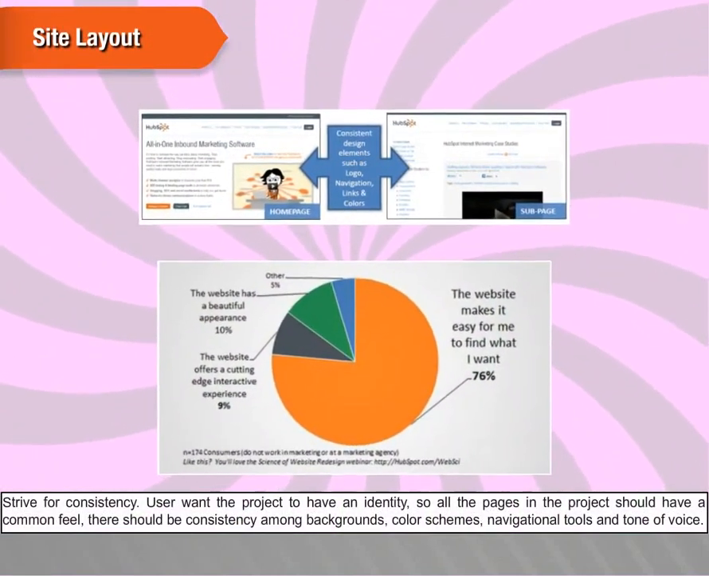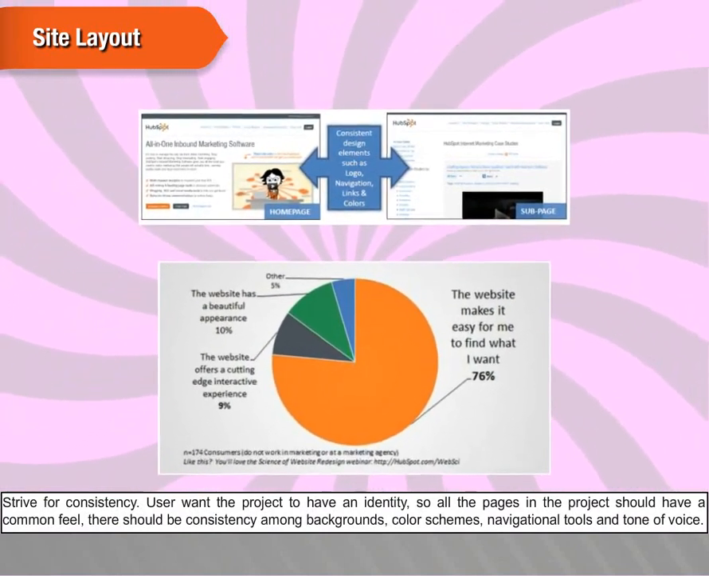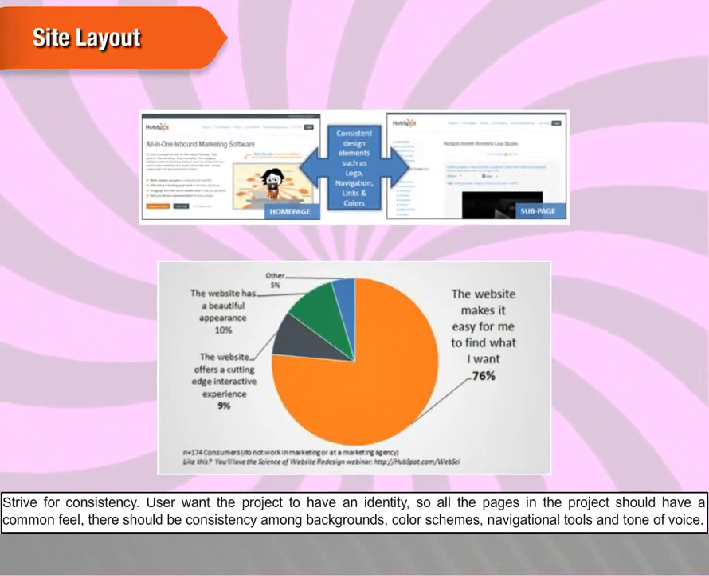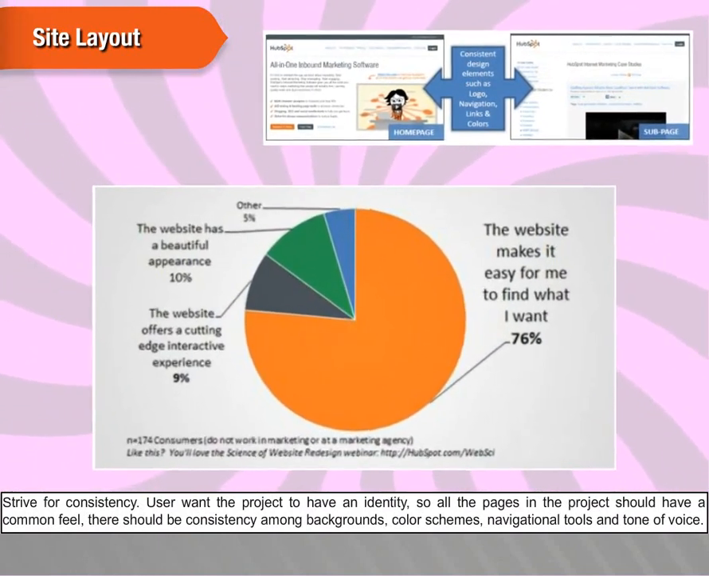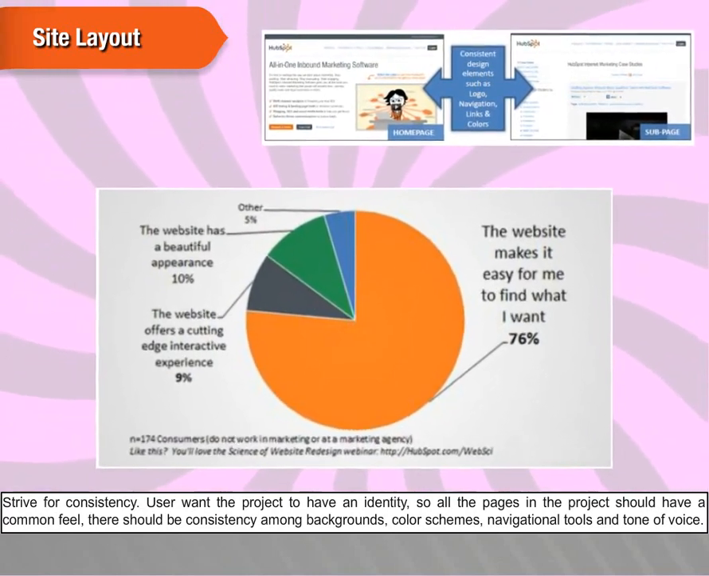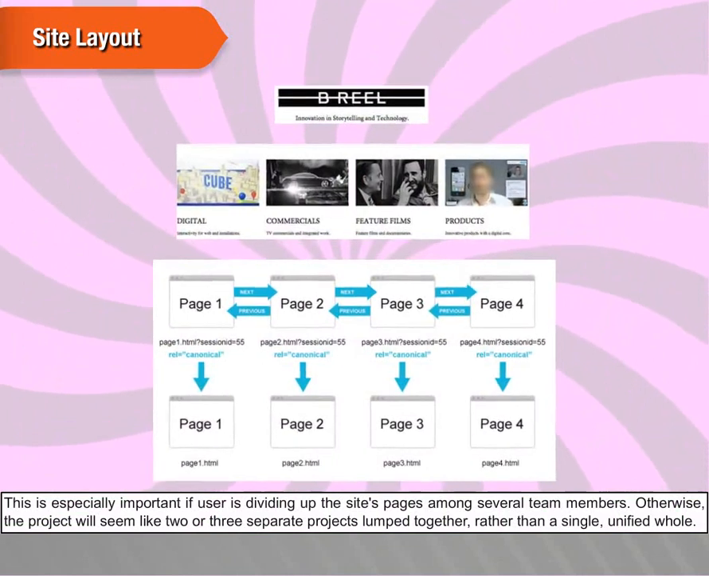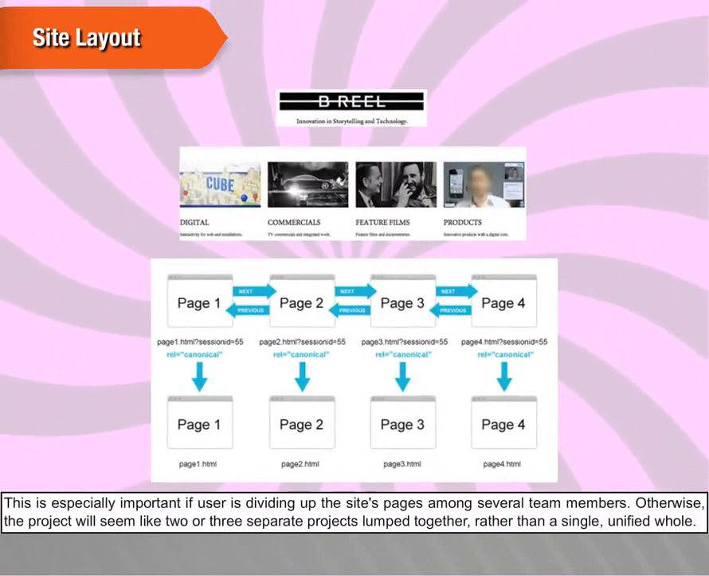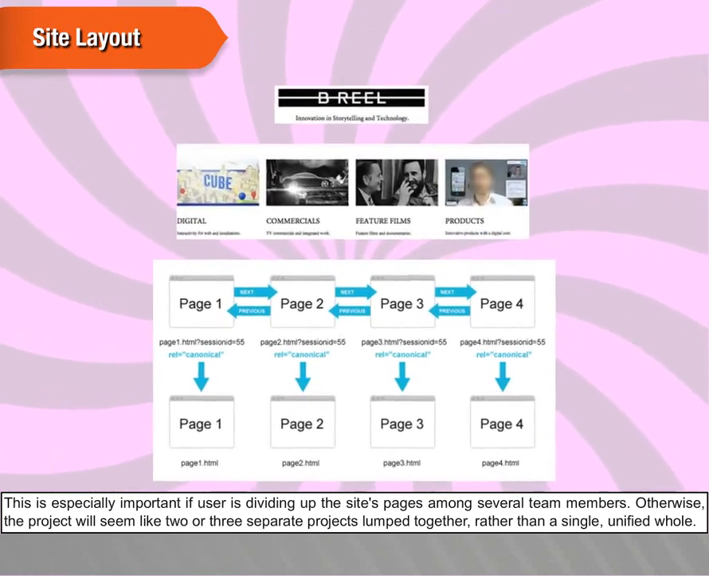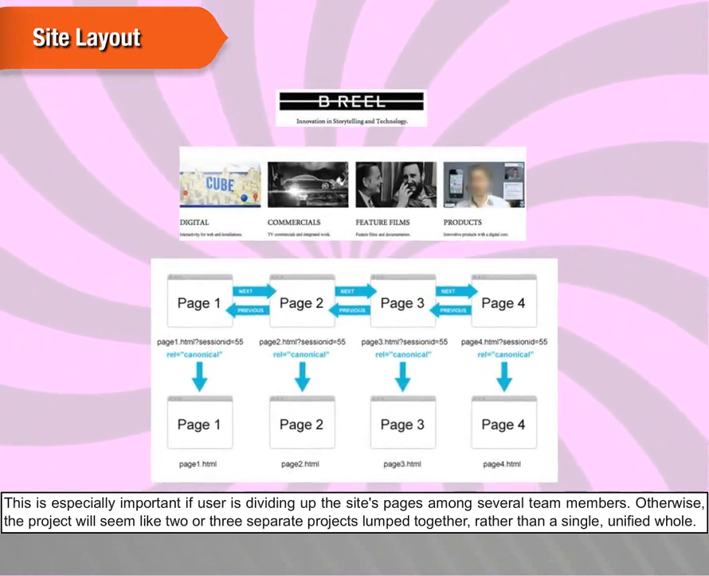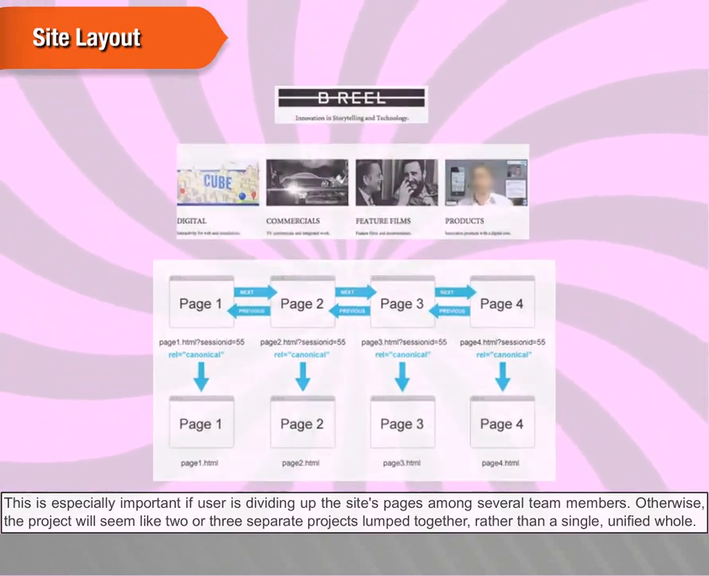Strive for consistency. Users want a project to have an identity, so all the pages in the project should have a common feel. There should be consistency among backgrounds, color schemes, navigational tools, and tone of voice. This is especially important if the user is dividing up the site's pages among several team members. Otherwise, the project will seem like two or three separate projects lumped together rather than a single unified whole.